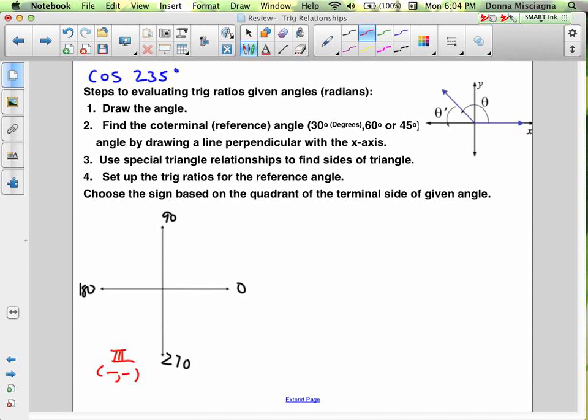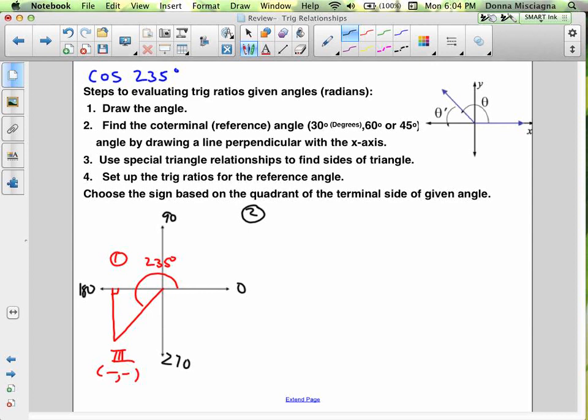Let's graph our angle. We're going to go right here into the third quadrant. And so that is 235 degrees. We can draw the reference triangle by heading straight to the x-axis. There we go. That is step 1. Step 2, find your reference angle.